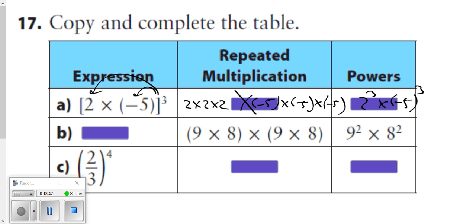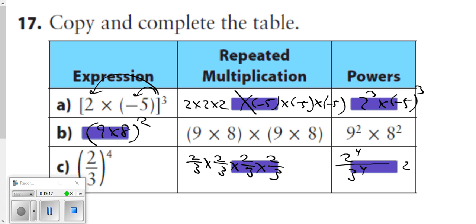Here we have 9 times 8 times 9 times 8. That would have been 9 times 8 in brackets. And finally, repeated multiplication, 2 cubed, you can take 2 cubed multiplied by itself 4 times, which will be one of two things. You can either have 4 over 3 is 4 over 4, or 2 is 4 over 4 divided by 3.